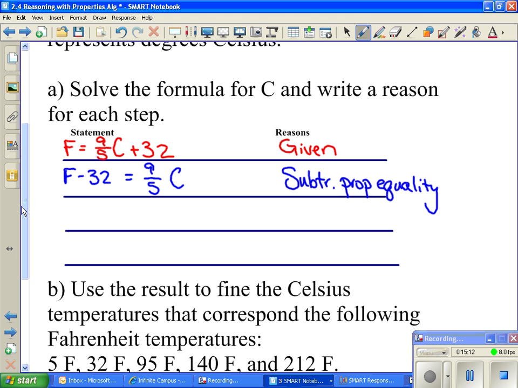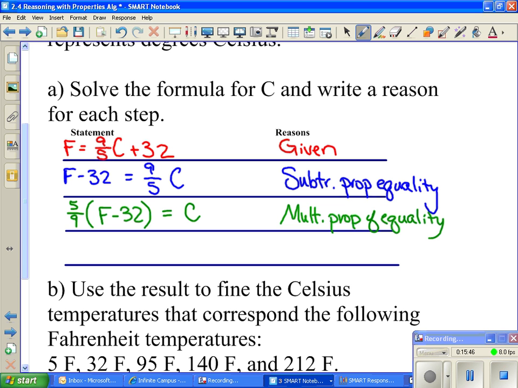So that, I would have taken either property. You could have said division property of equality, or the true one would be multiplication property of equality. And you're multiplying by the reciprocal of 9/5, which is 5/9. So you've got 5/9 times (F minus 32) equals C. Because 5/9 times 9/5 gives you 1, and 1 times C is C.